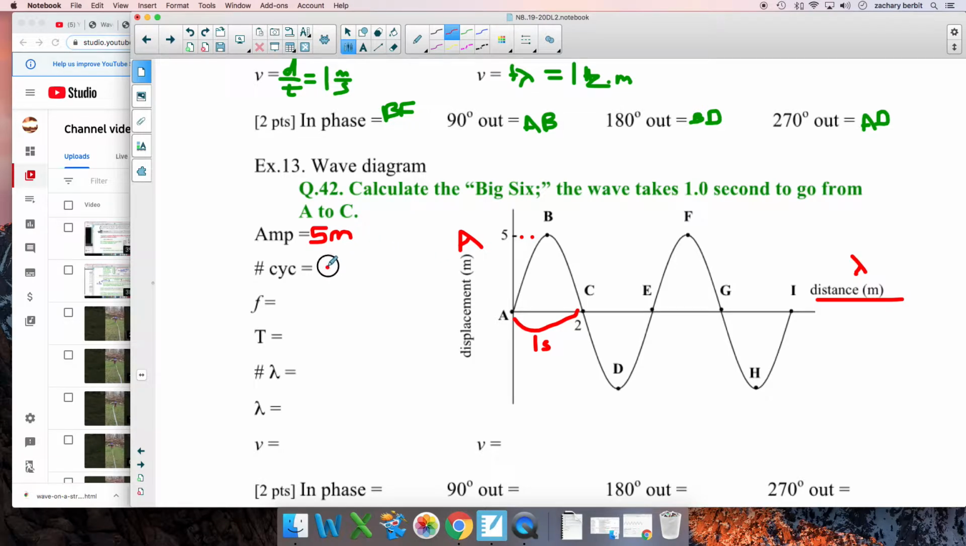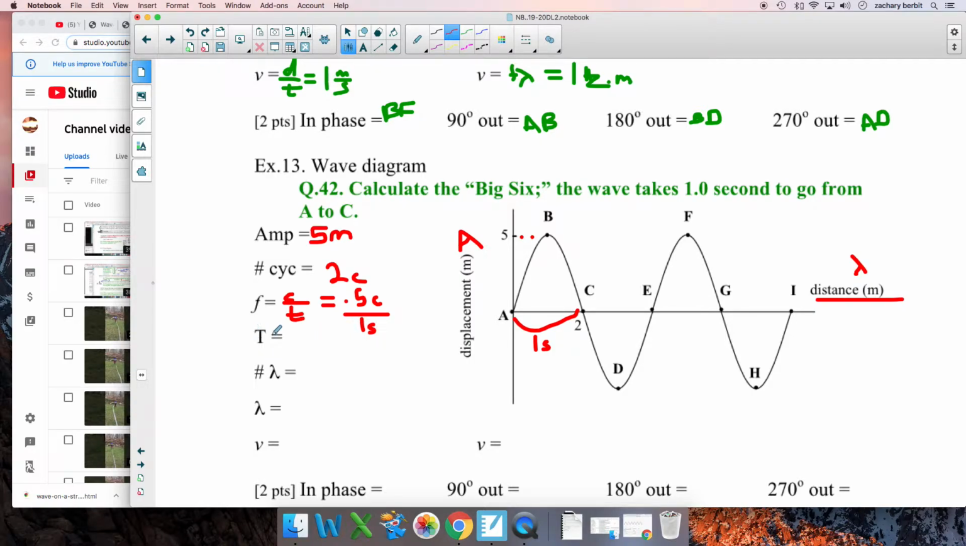Number of cycles, there's still 2, just like above. 2 cycles. The frequency is cycles over time. Well, since I gave you the time from A to C is 1 second, that's half cycle. So that would be 0.5 cycles over 1 second. You could also notice, of course, that means you'd have 1 cycle over 2 seconds. Frequency comes out to half hertz.